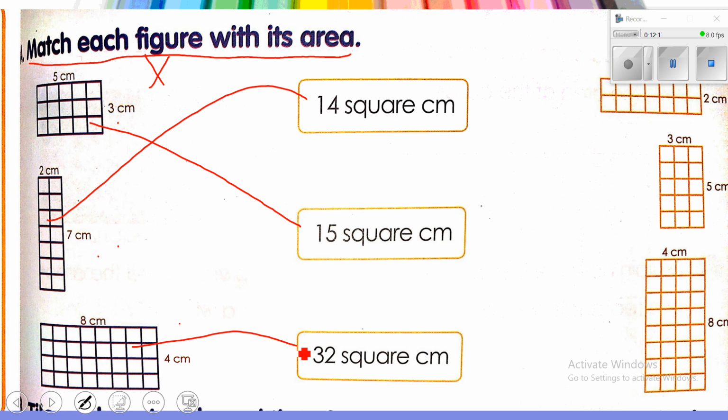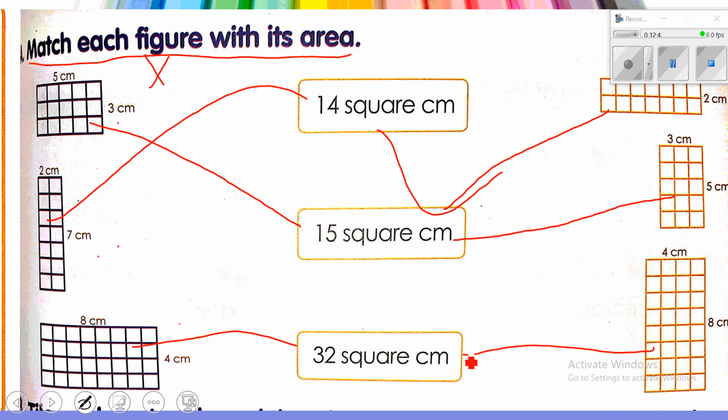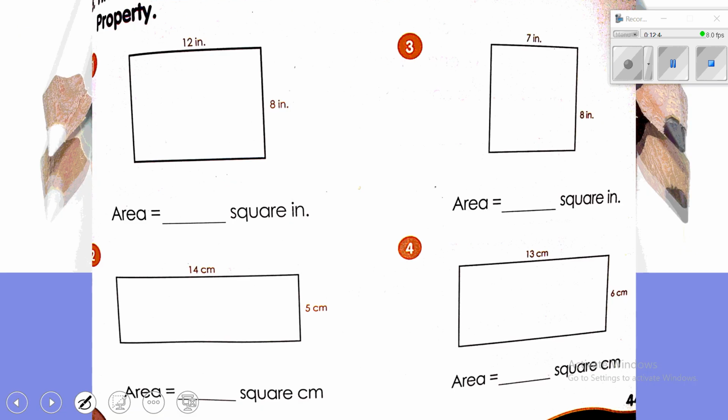Here, as I have 7 times 2 is the same as 2 times 7. What is 2 times 7? Sorry, it's up. And 3 times 5 is the same as 5 times 3, the answer is 15. And finally, 4 times 8 is the same as 8 times 4. The answer is 32. Perfect. Let's see the next.